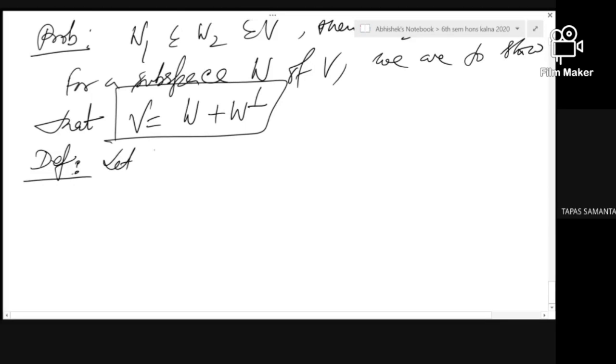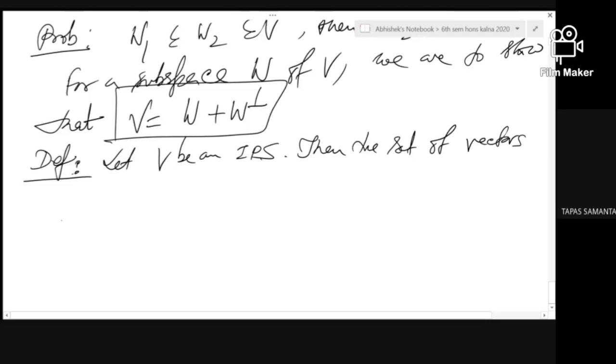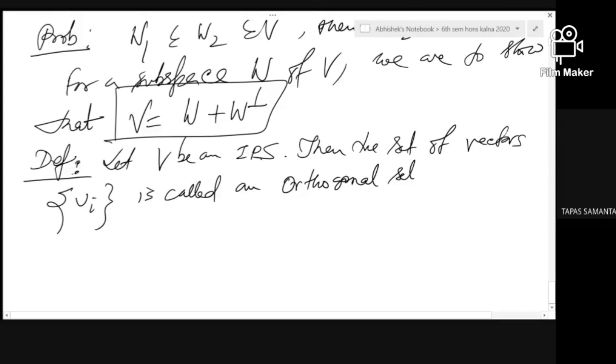So let V be an inner product space. Then the set of vectors Vi is called an orthogonal set if for all i, j, the inner product of Vi and Vj equals 0.